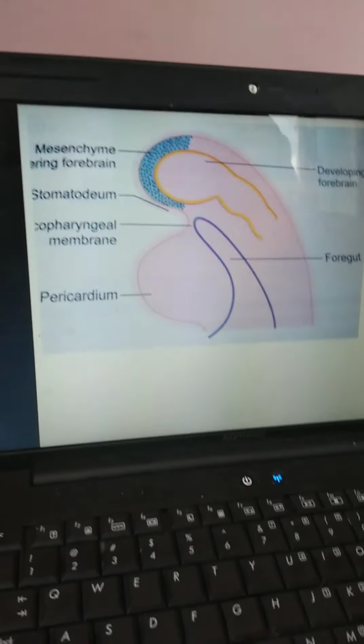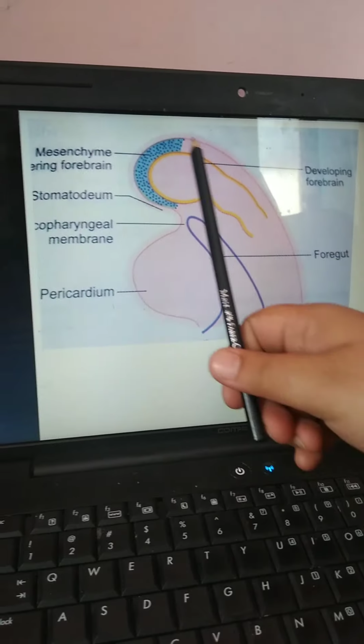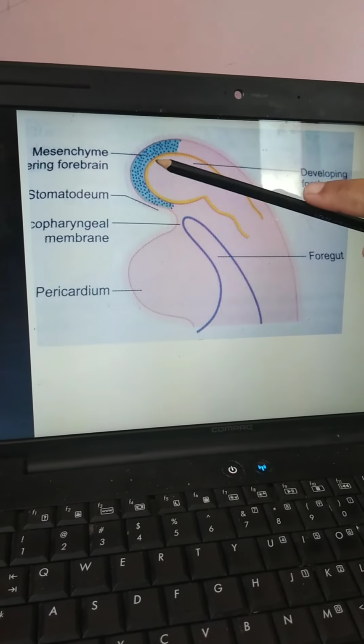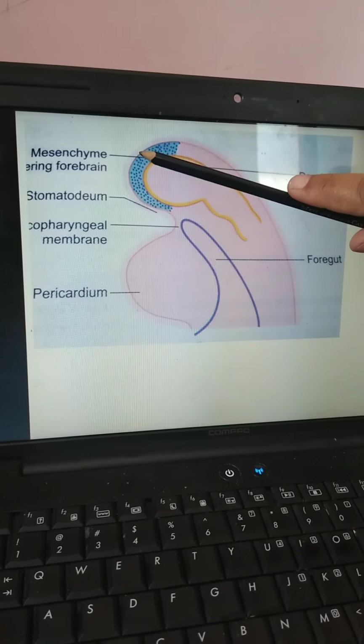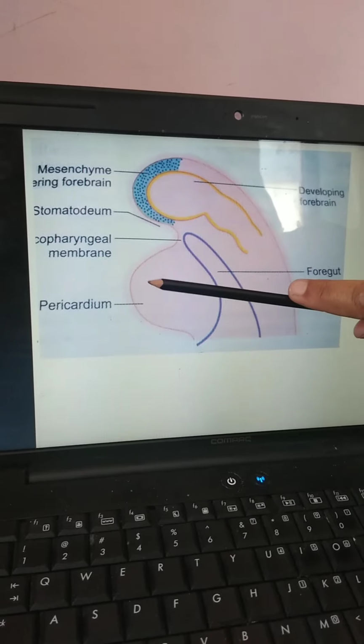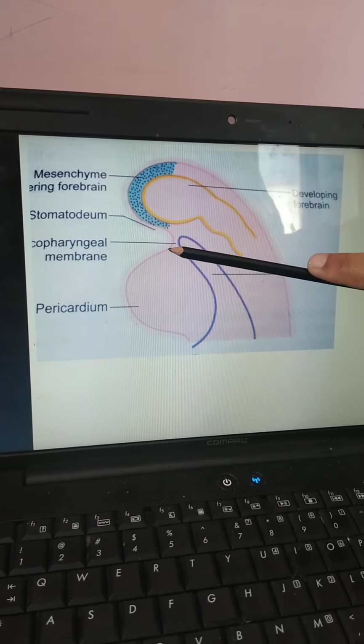Discuss the development of the face, nose and palate. So first of all I will explain this picture. In this picture you will see we have two bulges: the upper bulge, which is the developing brain, and the lower bulge, which is the developing pericardium. And between the two bulges we have this area that is known as the stomatodeum.